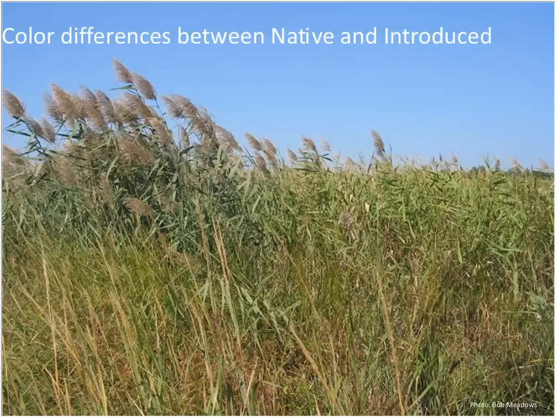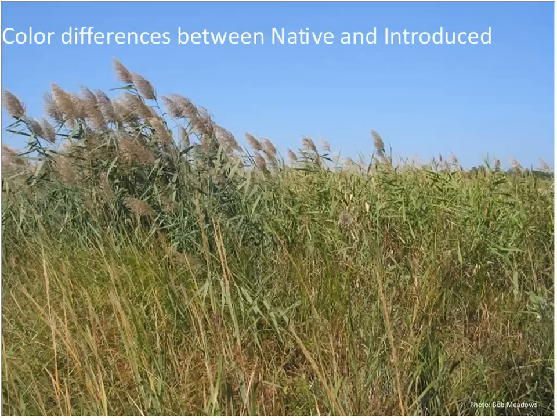Here, you can see in this photo, again, on the left we have introduced Phragmites, on the right is native, and you can clearly see that the bluish green color on the left is more indicative of the introduced, whereas the native plants are a lighter yellow-green color.